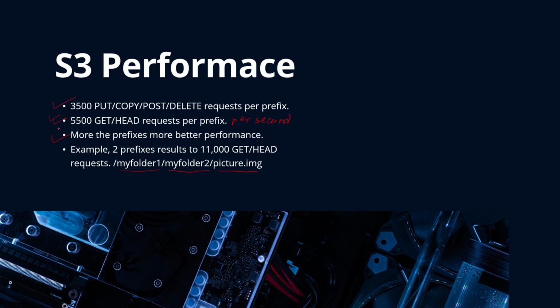a normal 5,500 requests per second, now we can achieve 11,000 GET requests per second. So that's a double value. So imagine if we have four prefixes over here, we can basically achieve a speed of 22,000 GET requests or HEAD requests per second. So look at how the performance has increased when we keep adding prefixes.